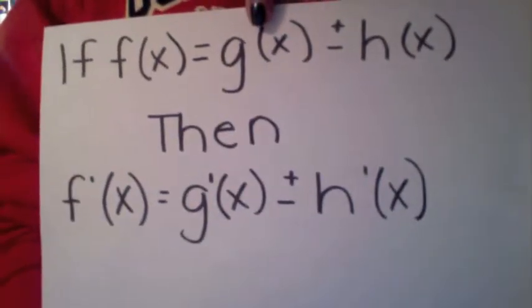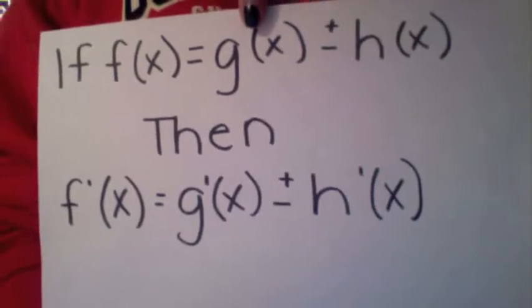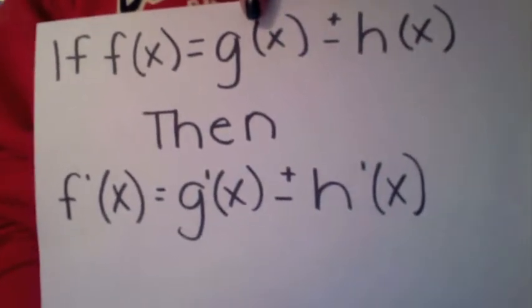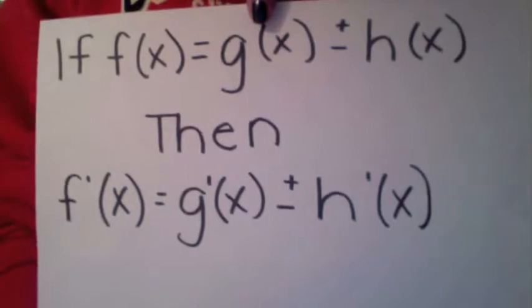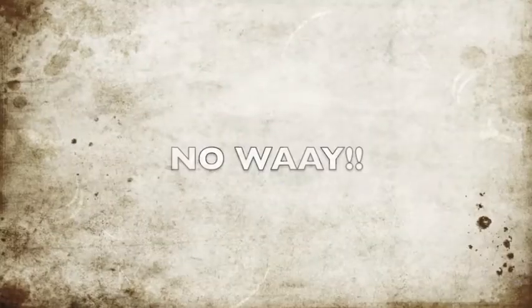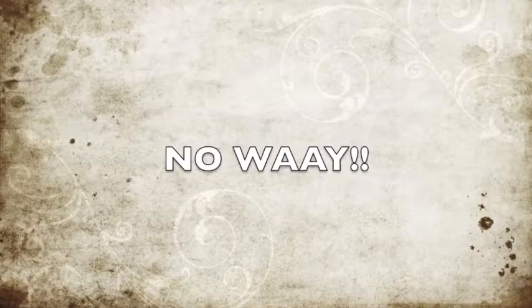If f of x equals g of x plus or minus h of x, then f prime of x equals g prime of x plus or minus h prime of x. Scary, huh? No way! It's simple, just you watch.